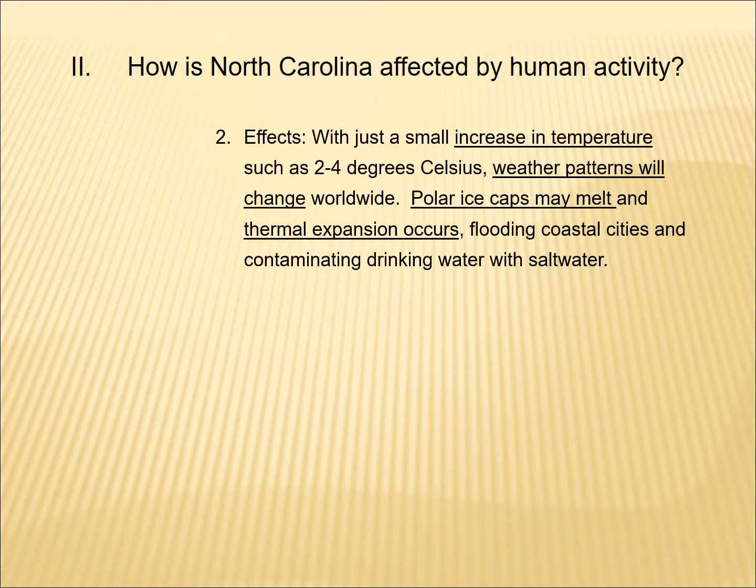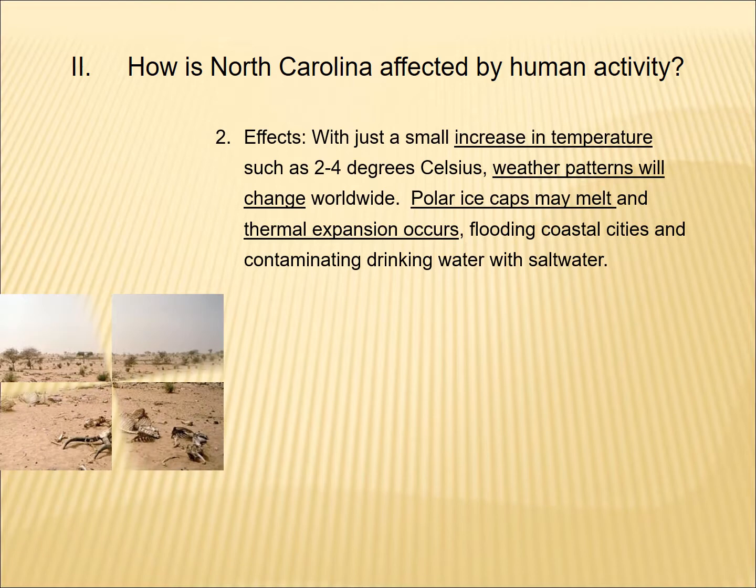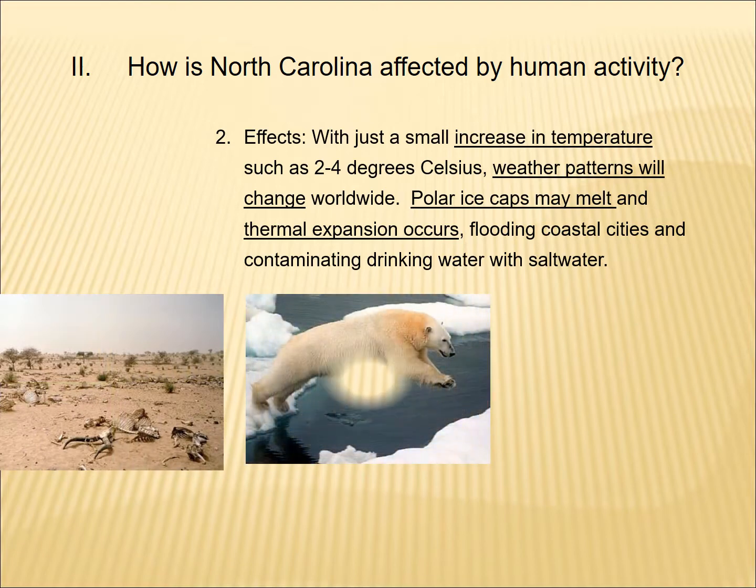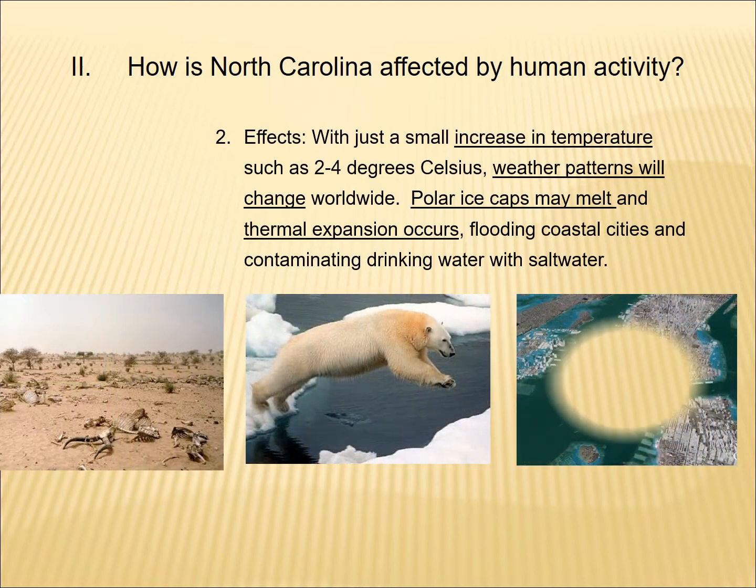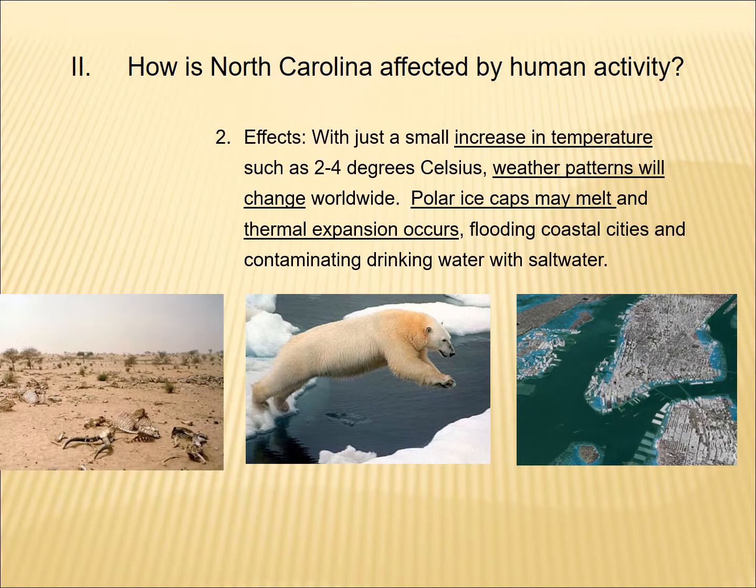A small increase in temperature of just 2 to 4 degrees can change weather patterns all around the world. It can cause the polar ice caps to melt, and thermal expansion will occur. That causes flooding of coastal cities, contamination of drinking water, lots of different things. That's the effects of our problems of global warming.